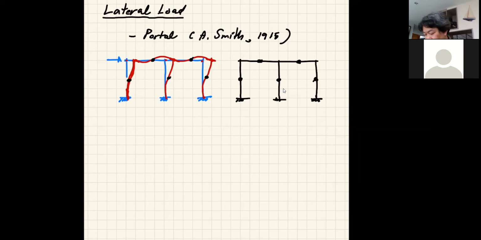Okay, but you should know that, let me summarize. Step number 1: hinges are in the middle.